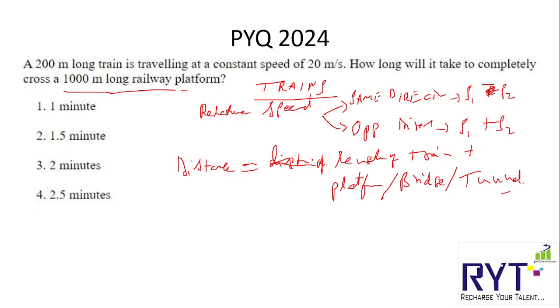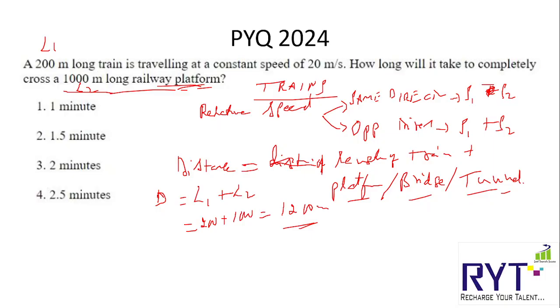Okay, you please go through my video on trains. Complete details are given there. Length of the train plus length of the platform or length of the bridge or length of the tunnel. So here we are being given this railway platform. Okay, so we'll say train's length is L1 and this is L2. So D is equal to, okay, this is only when we have trains, D is equal to L1 plus L2. In this case, 200 plus 1000, which is 1200 meters.